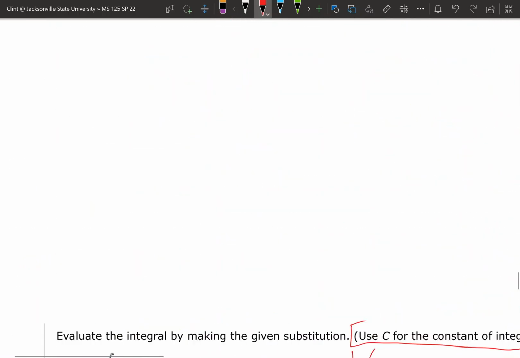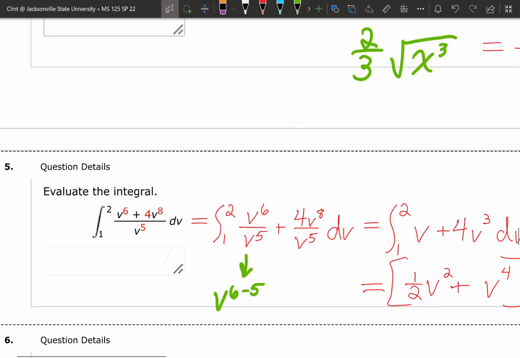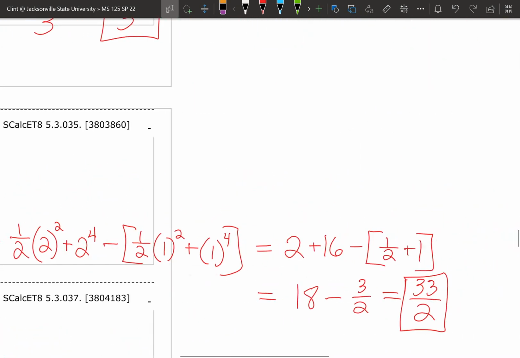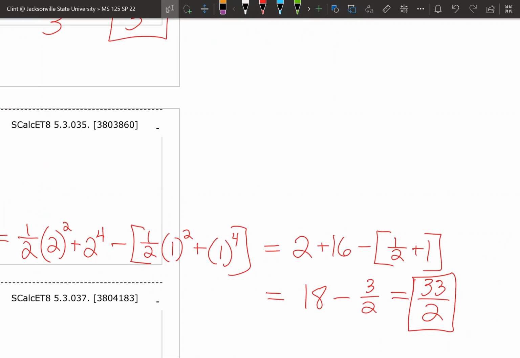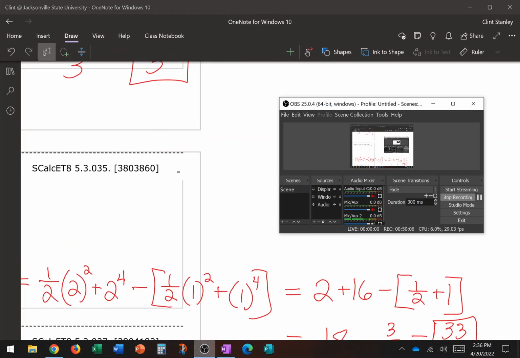Number 5's answered. It'll take a second to show up, but it'll come down. Number 5, I got 302. And I'll post this too. Let me stop the recording and then we can look at whatever else we need to.